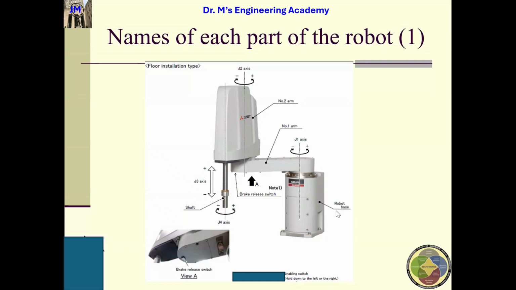So here is J1. J1 is just like our waist joint. We move our body along our waist axis this way. Then J1 and J2 here, and J2 is just like our elbow, and J3 is here, and it is going down. This bar going down is J3. And J4 is that we can rotate our hand along this z-axis. So for this one, we have 4 axes.